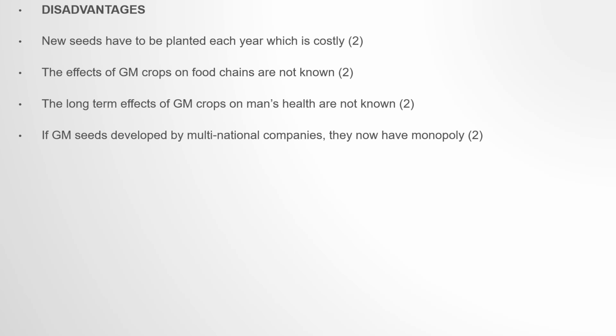Disadvantages: new seeds have to be planted each year, which is costly. Effects of GM crops on food are not known. Long-term effects on health are not known. They haven't been studied. Also, you can't get heirloom seeds with GM products, so that's why you have to replant it every year. So that can become a bit tedious as well.